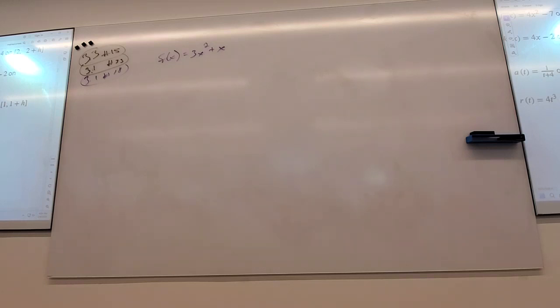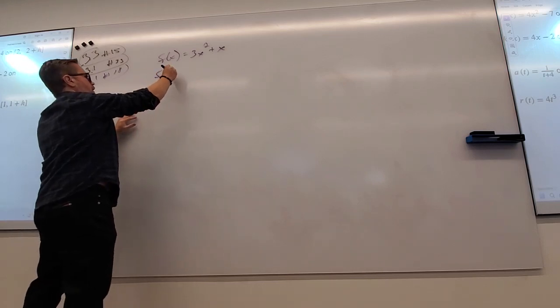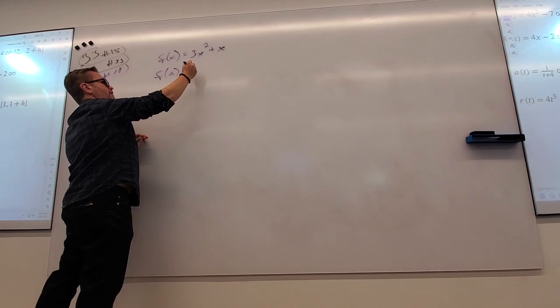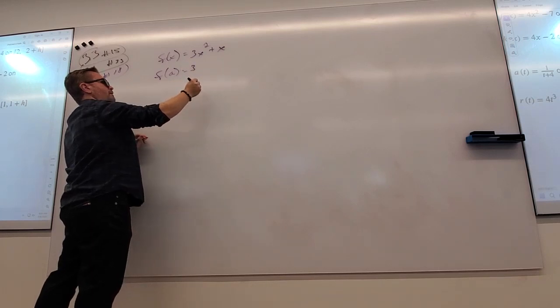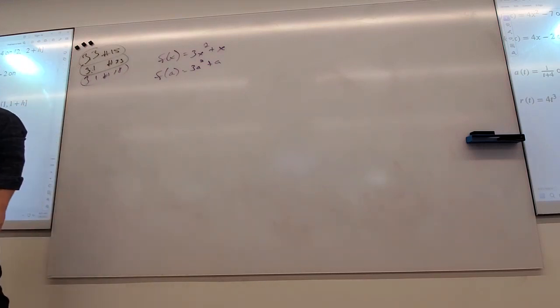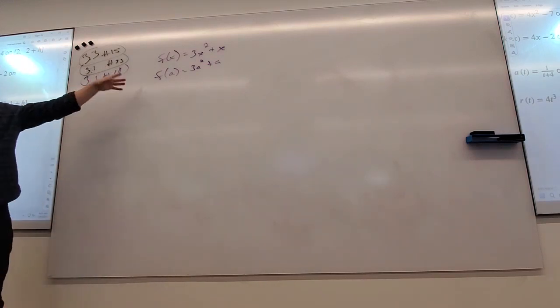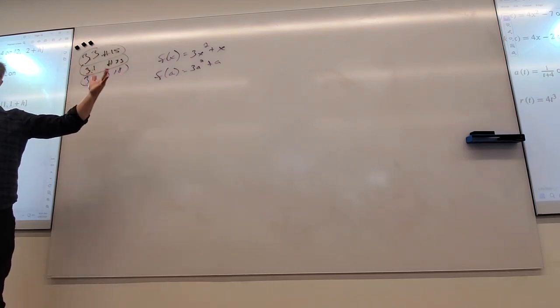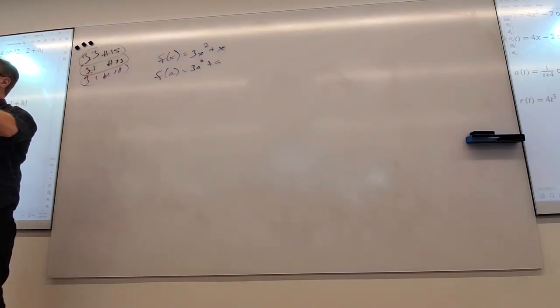I got this big ugly thing. This piece I know, sweet. This piece, I don't know that yet. Somebody help me out, remind me, what is f of a for this? 3a squared plus a. Yeah, right. If f of x is 3x squared plus x, f of a is 3a squared plus a. It's just plugging in, right? The letter x is totally arbitrary.